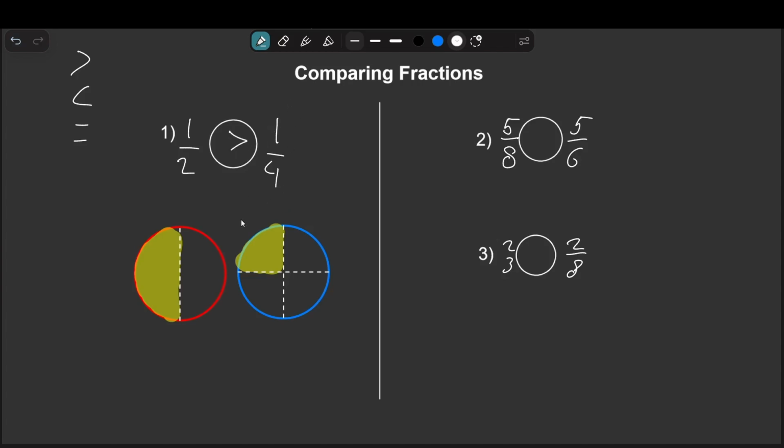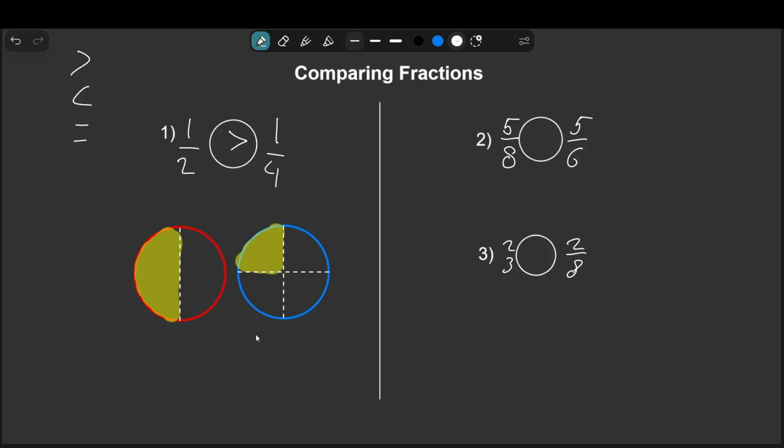So we can fill in this: greater than. Basically, when you compare denominators instead of the numerators, the one with the smaller number is greater than the one with the bigger number, because the denominator means the number of equally cut parts the circle is in.